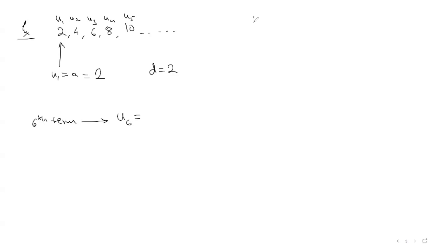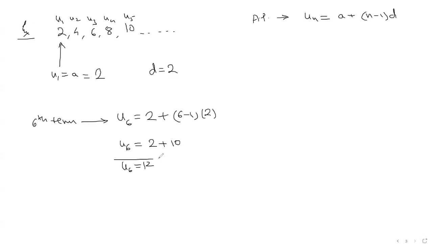The formula for an AP was Un equals a plus (n minus 1) times d. A is the first term, which is 2, plus (n minus 1), that is 6 minus 1, times d, which is 2. So you solve and you'll get the value of u6 is equal to 2 plus 10, and u6 is 12. I just want you to know the formula works. So this is the formula for the nth term of an AP, and we just solved using that formula. I got the answer as well.